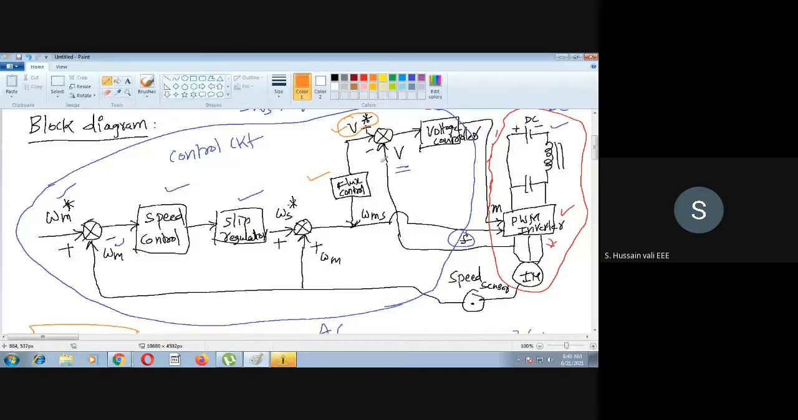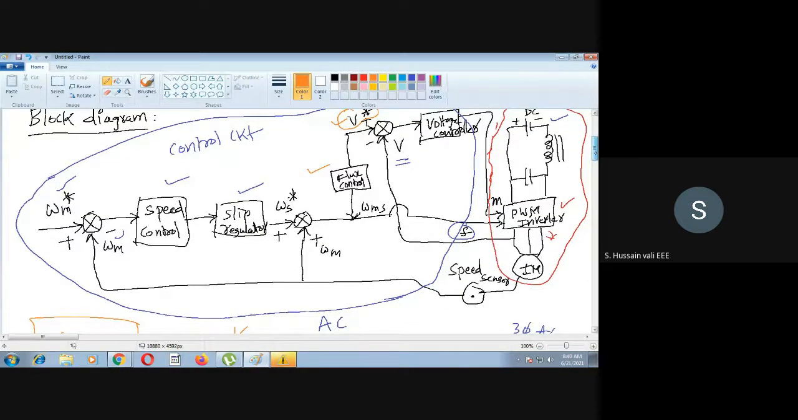That reference voltage will be compared with the actual voltage. Then the power circuit will get changed here. So now the firing pulses you will get here automatically. So this is about the closed loop control.